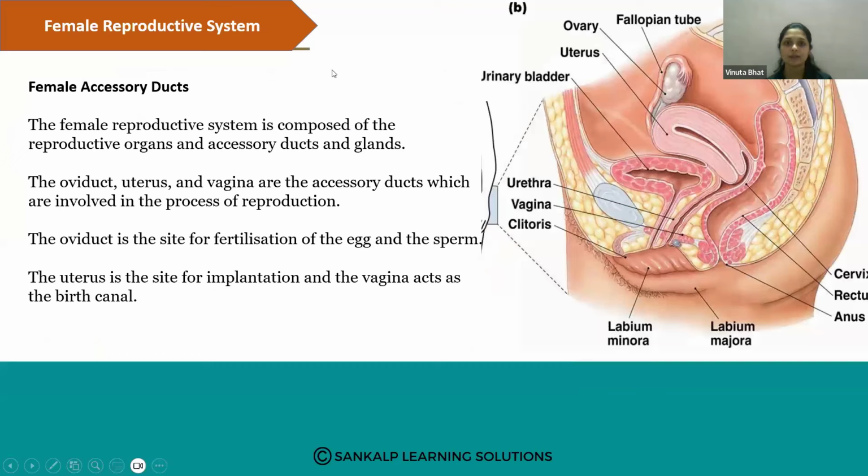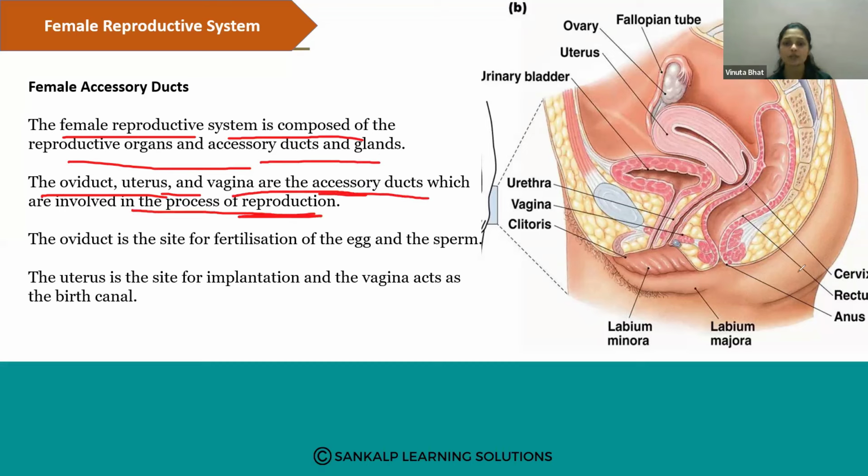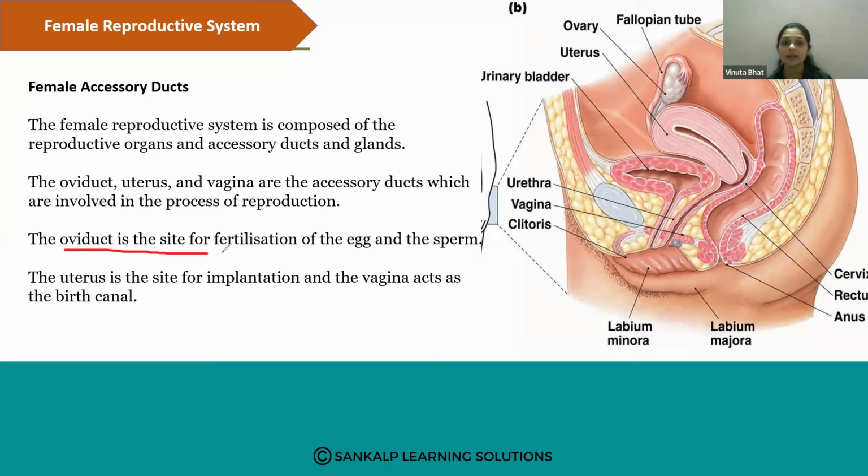Here are the female accessory ducts. The female reproductive system is composed of the reproductive organs and the accessory ducts and glands, same as the male reproductive system. The oviduct, uterus and vagina are the accessory ducts involved in the process of reproduction. So these are the accessory ducts. And the oviduct is the site of fertilization. In the oviduct, fertilization takes place.